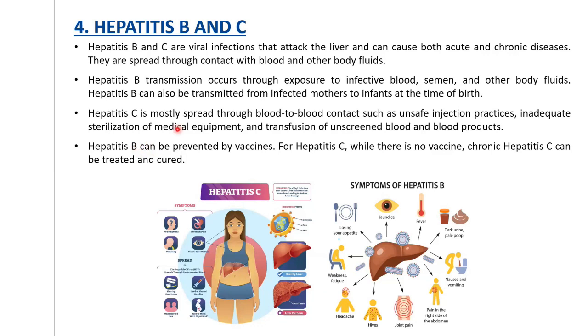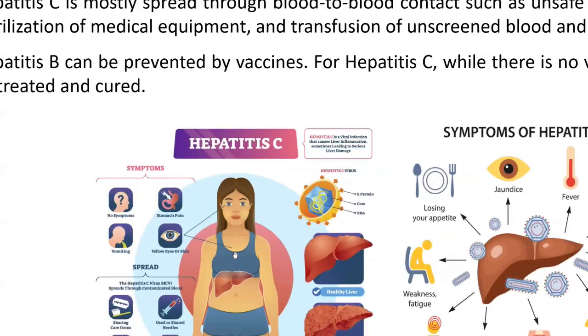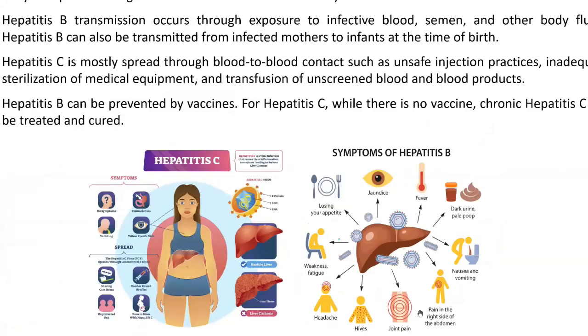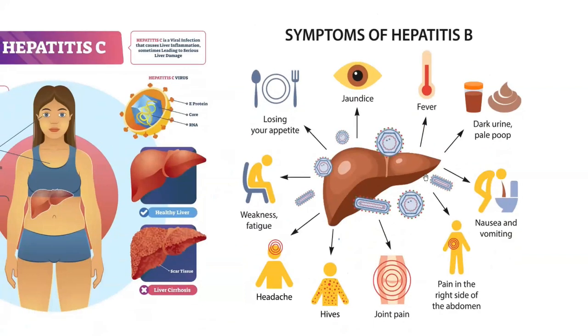Hepatitis B can be prevented by vaccines. For hepatitis C, there is no vaccine available. Chronic hepatitis C can be treated and cured. So there are a few symptoms mentioned of hepatitis B. If I zoom this, it can cause jaundice, yellow eyes, and yellow skin.